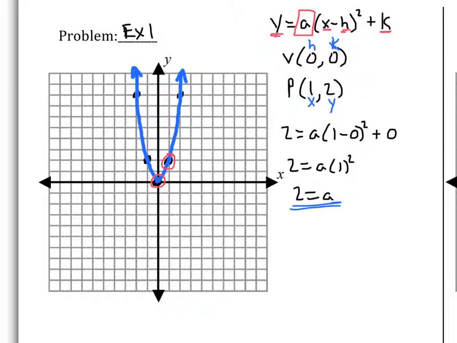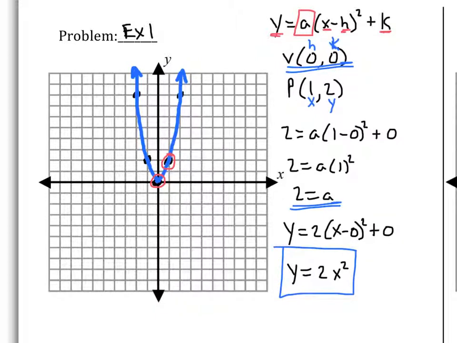We can use that information. We can use our vertex to plug in to our final equation here. So y equals 2 times x minus 0 squared plus 0. Do I need the zeros there? No. Nope. So there's the equation of this parabola. y equals 2x squared.